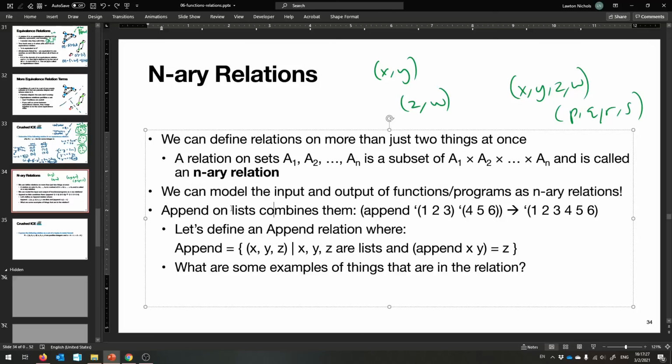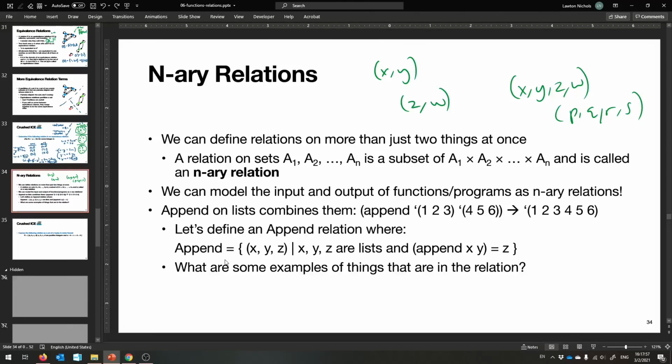And my simplest example for you comes from append in Racket, where you take 2 lists and you build a bigger one by just shoving them together. So if you append 1, 2, 3, and then 4, 5, 6, you get the bigger list, 1, 2, 3, 4, 5, 6. And so you can define an append relation where this is true. They're related in this way. x, y, and z are related if they're lists and append of x, y is equal to z. So here are some things in that relation. You have, let's go back to blue.